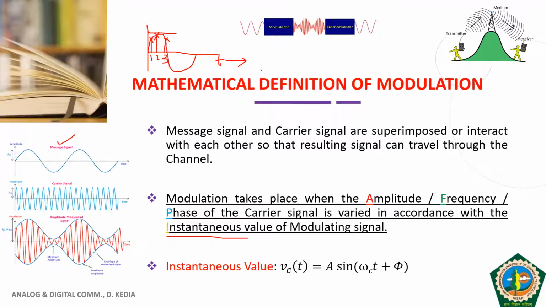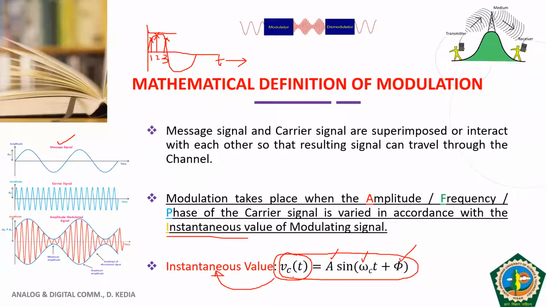Okay, so mathematically, if I represent a sine wave with this equation, vc(t) = A sin(ωc t + φ). I told you what is A. I told you what is ωc. I told you what is φ. Now, I want to ask what is vc(t). This vc(t) is nothing but the instantaneous value.